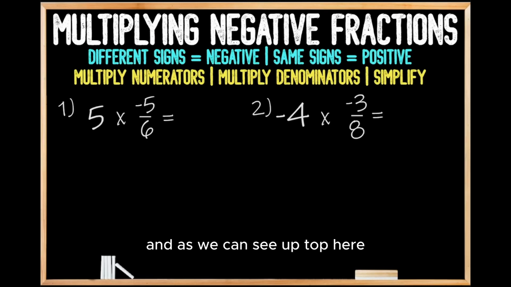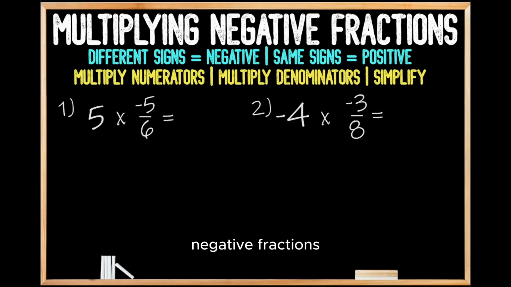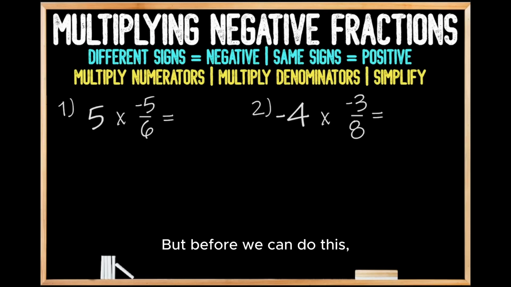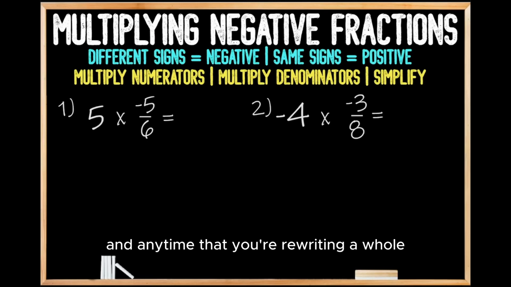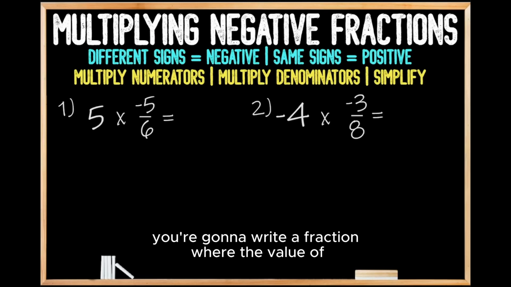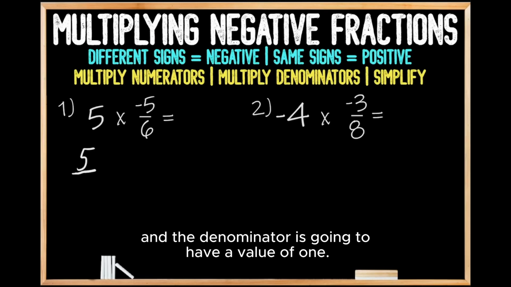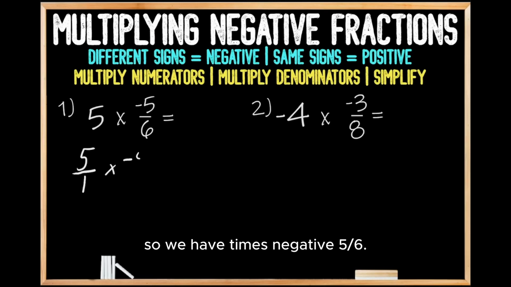And as we can see up top here highlighted in yellow, when we're multiplying whole numbers by negative fractions, the first step is to multiply the numerators. But before we can do this, we need to rewrite our whole number as a fraction. And any time that you're rewriting a whole number as a fraction, you're going to write a fraction where the value of the whole number is going to be the numerator and the denominator is going to have a value of 1. Now we're going to rewrite the rest of this multiplication problem, so we have times negative 5/6.